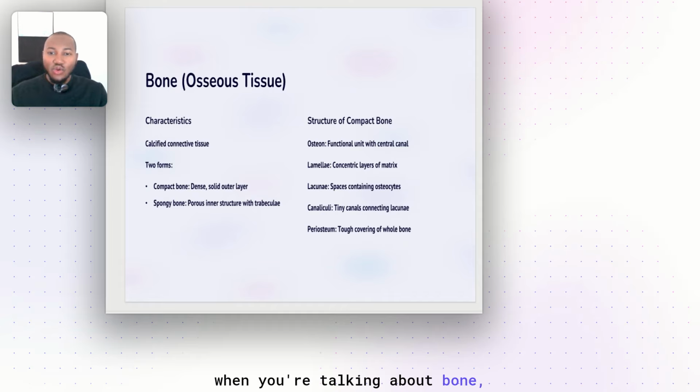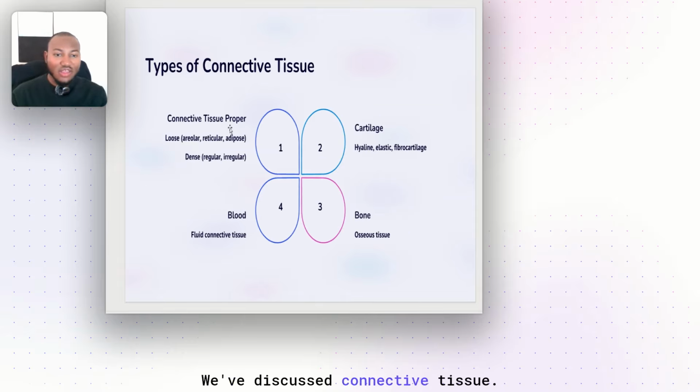Now, when you're talking about bone, characteristics of bone, remember bone is osseous tissue. Now, let me show you where we are because some people are already lost. We've discussed connective tissue, we've discussed cartilage. Now we are discussing bone. After that, we discuss the blood. So very, very important for you to know.